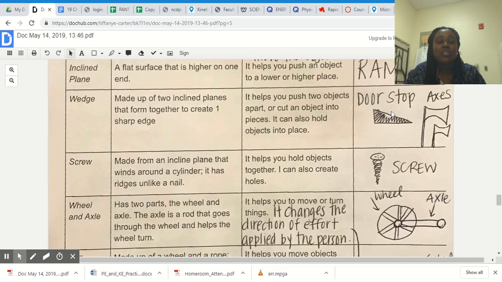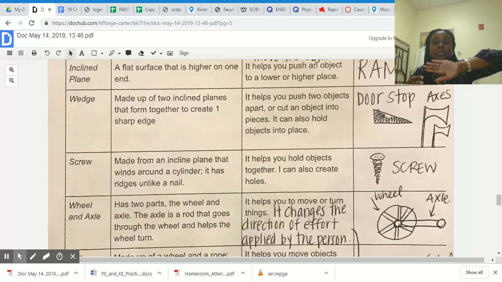All right, a wedge. A wedge is there to separate things, to pierce things. A wedge is made up of 2 inclined planes that form a sharp edge. So a doorstop and an axe are examples of wedges. And also wedges help to change the direction of force.